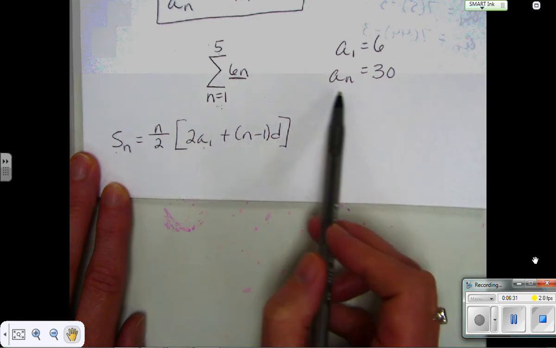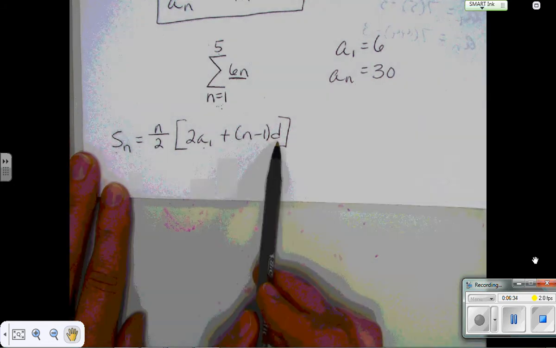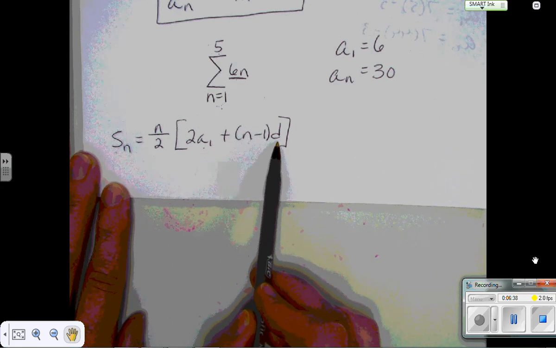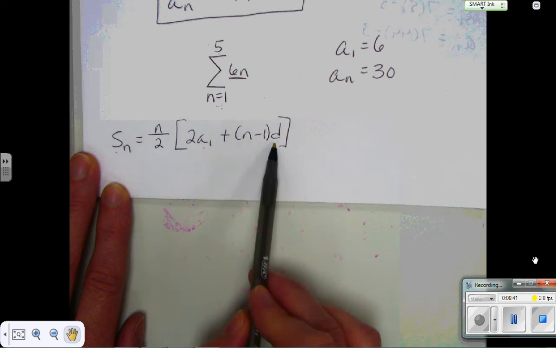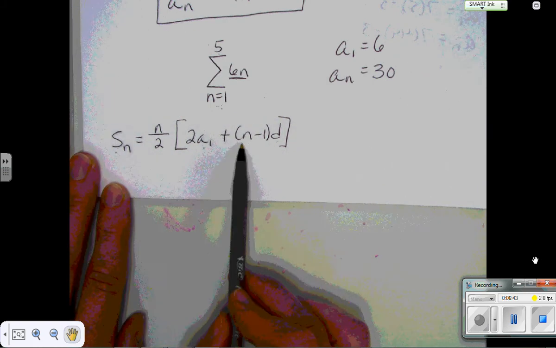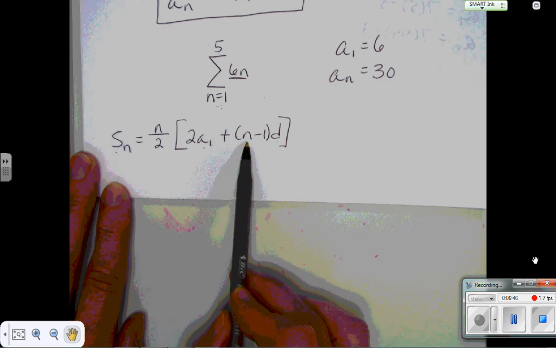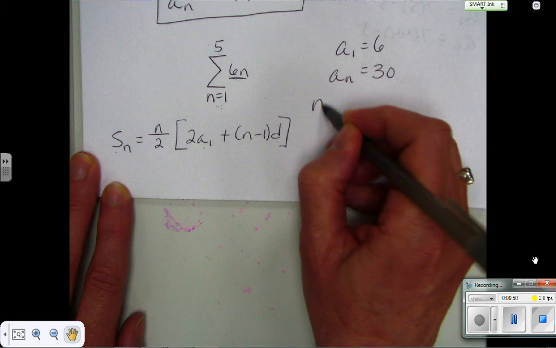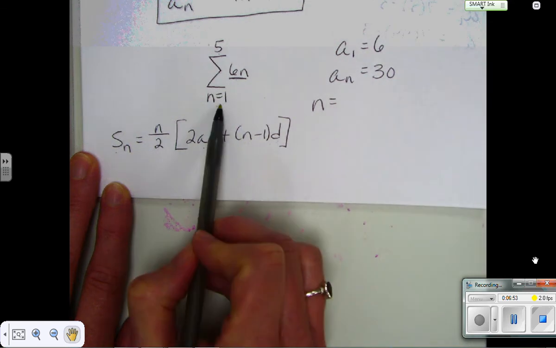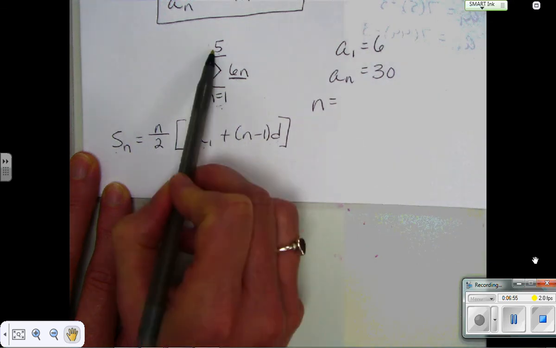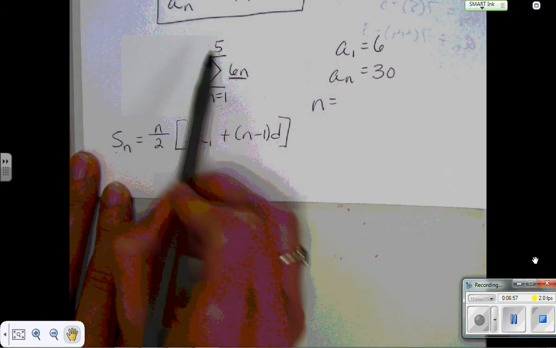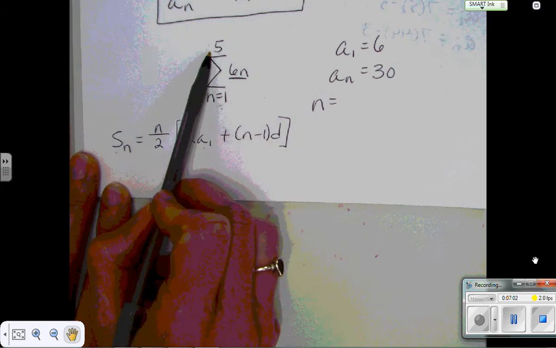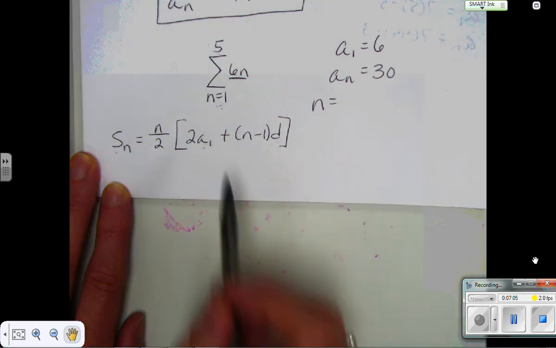So in this case right here, I don't know what the d is, right? I know a sub 1 and a sub n. So I wouldn't be able to use this to get the sum because I don't know what d is. And I need to find n. So let me tell you how to find the n. And this is going to work for any sigma notation. It doesn't matter. In this case, when you start with 1, you're going to wind up with n is 5. So anytime this number on the bottom is 1, your n is always whatever the number is on the top. But let me show you how to do it no matter what this number in the bottom is.